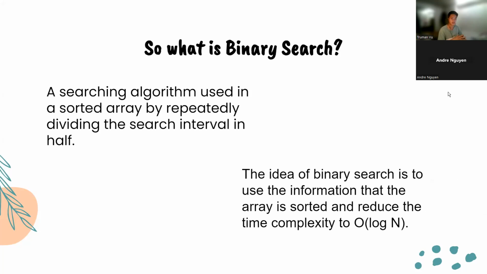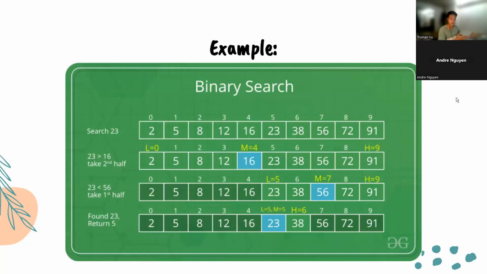The main idea of binary search is to use the information that the array is sorted and reduce the time complexity to O(log n). So this is one of the terms that I would assume you would know: big O, which stands for time complexity, and log n standing for the amount of elements you're going through, log standing for logarithmic. So yeah, the next slide I'll show you is an example of binary search being implemented.